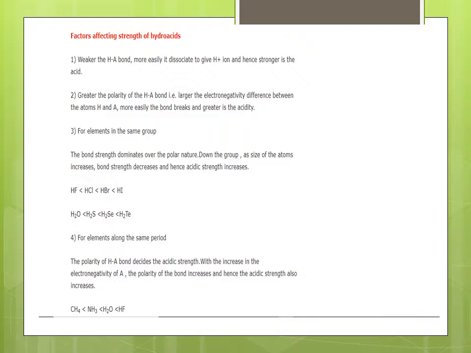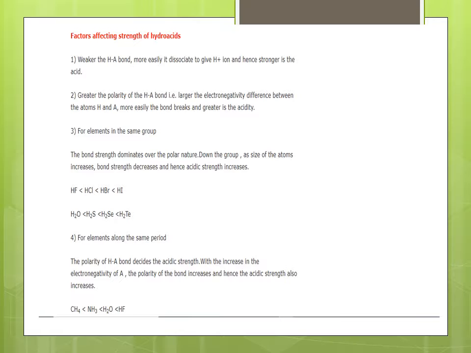Factors affecting the strength of hydroacids. Number 1. The weaker the HA bond, the more easily it dissociates to give H+ ion, and hence the stronger is the acid. The greater the polarity of the HA bond, that is, the larger the electronegativity difference between the atoms H and A, the more easily the bond breaks and the greater is the acidity.